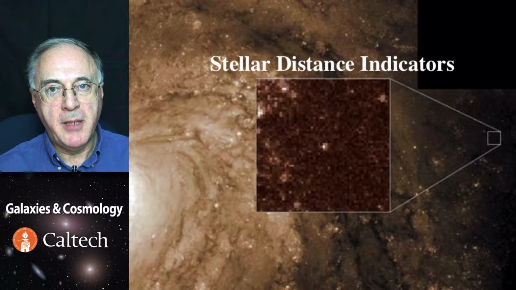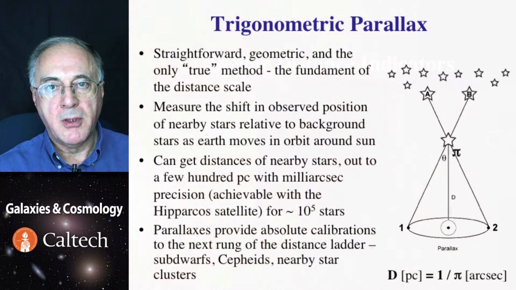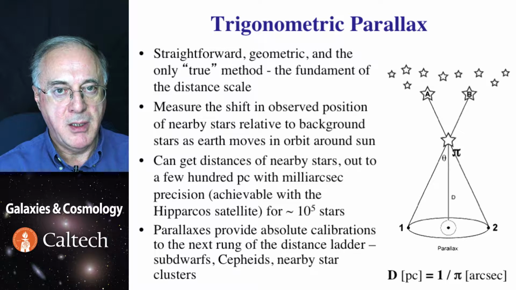Well, let us start climbing the distance ladder. First, we'll talk about methods that we can find distances to nearby stars or star clusters. The trigonometric parallax is the most basic measurement of distance in astronomy, and hopefully all of you are well familiar with it. It is pure geometry and there is nothing uncertain about it.